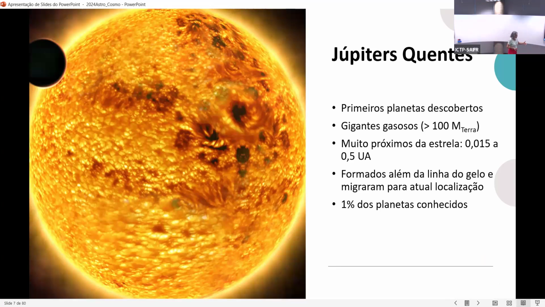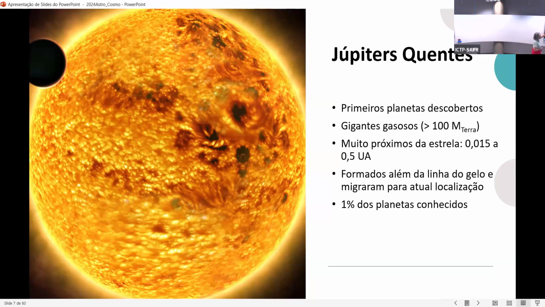So, hot Jupiters, again, this is an observational bias. Yes, that is the main theory, but I'm going to get there.